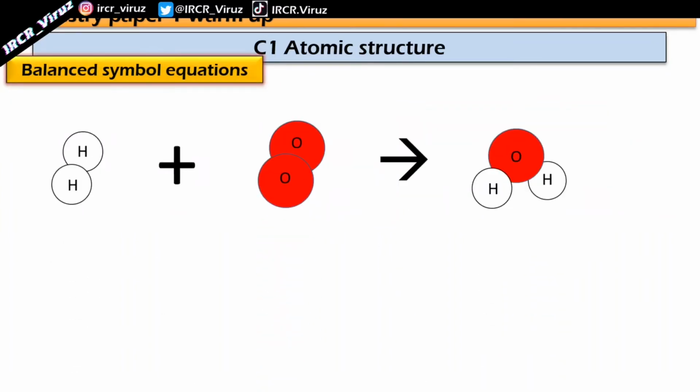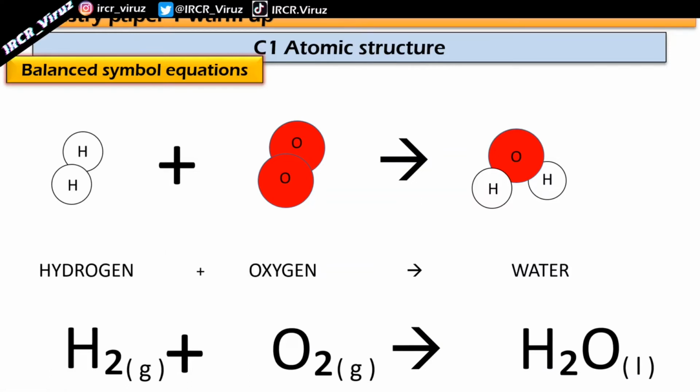Right, so over here we've got two hydrogens and two oxygens, so we have hydrogen gas and oxygen gas reacting to produce water. However, as you can see, this equation is not balanced because you don't have the same number of atoms on one side, I mean after the arrow in the products and before the arrow in the reactants. Now we've got hydrogen, oxygen, water, and this will be your word equation and your symbol equation.